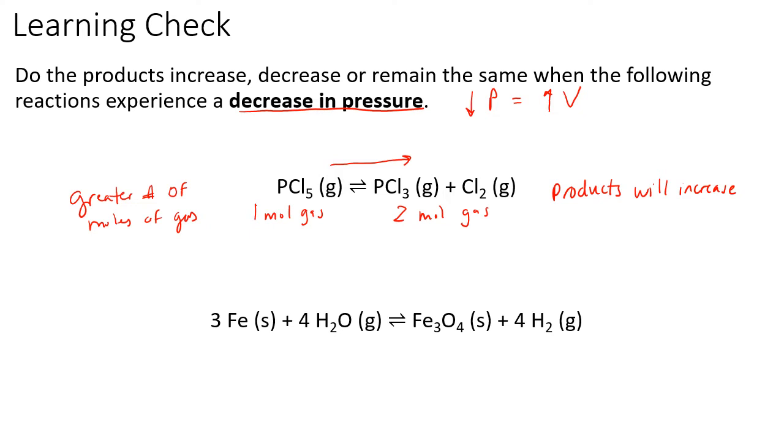For our bottom reaction, we have 3 iron, which is a solid, plus 4 H2O, gaseous water, in equilibrium with iron oxide, solid, plus 4 moles of hydrogen gas. So on the left-hand side, there's 4 moles of gas, just looking at the gaseous water. And on the right-hand side, there's also 4 moles of gas, the gaseous hydrogen. So if our system experiences a decrease in pressure, since the number of moles of gas on the reactant side and the product side are identical, there will essentially be no change. There'll be no shift because they're both the same.